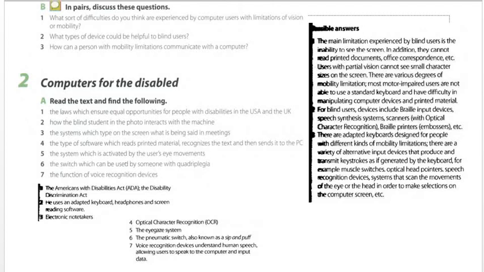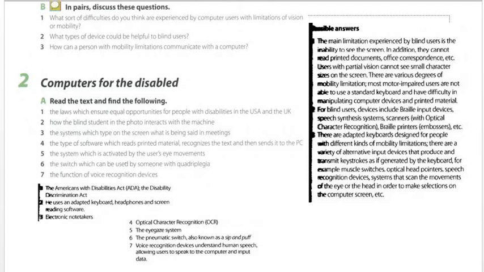See the first question. What sort of difficulties do you think are experienced by computer users with limitation of vision or mobility? The main limitation experienced by blind users is the inability to use the screen. In addition, they cannot read printed documents, office correspondence, etc. Users with partial vision cannot see small character sizes on the screen.